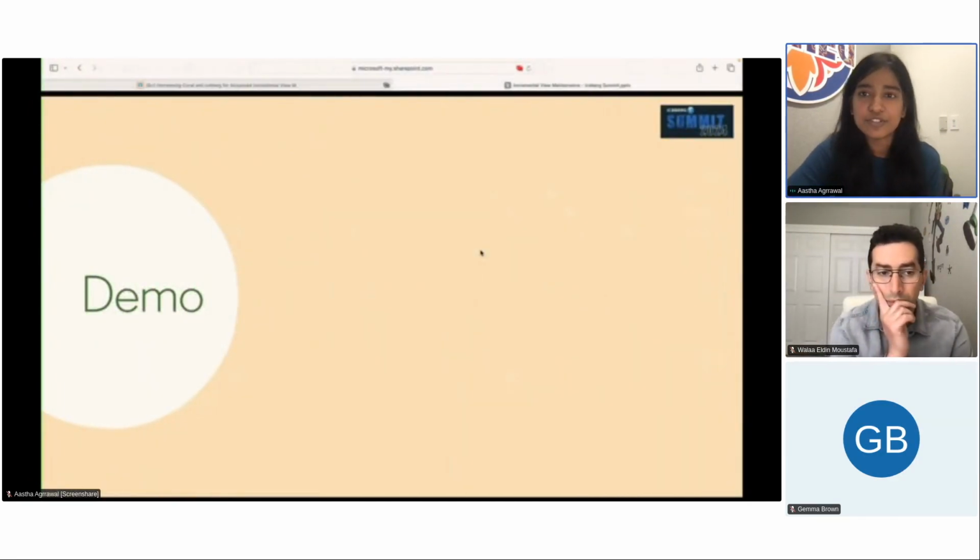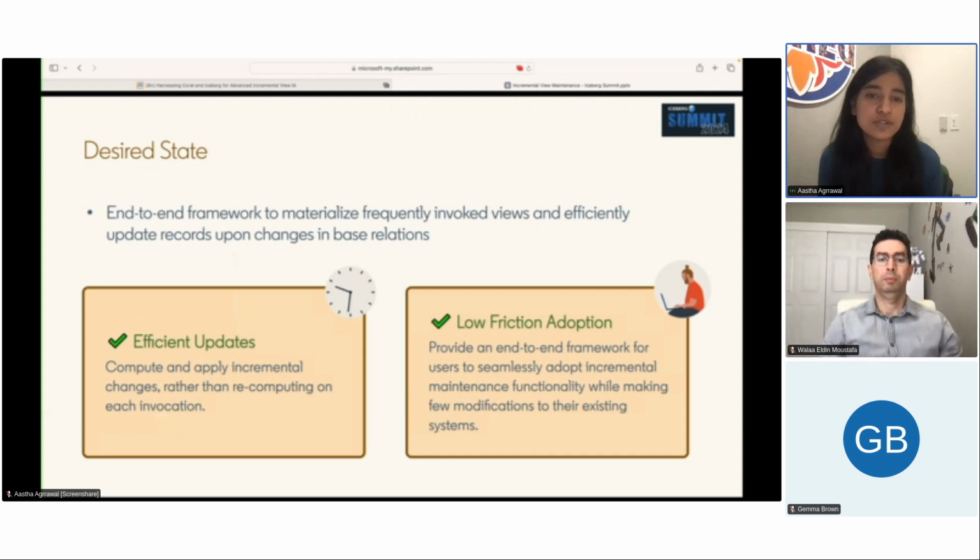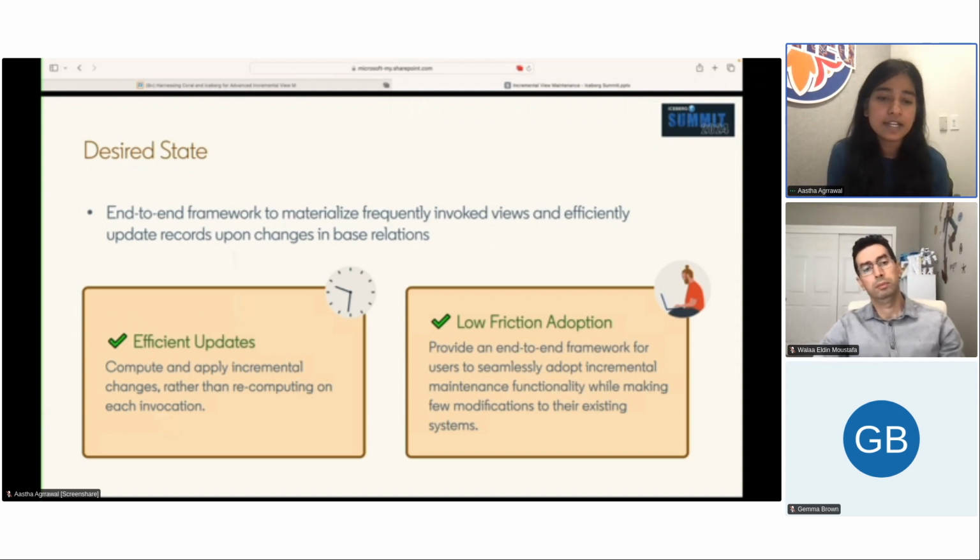That's what I had for the demo. So there we have it. We have a desirable user experience where we have provided an end-to-end framework which will allow you to frequently and efficiently update your output models. The two main advantages of this framework are the low friction adoption. With the end-to-end framework, in a matter of 4 to 5 steps, you can set up your DBT project with this incremental maintenance materialization mode to efficiently update your output data sets.